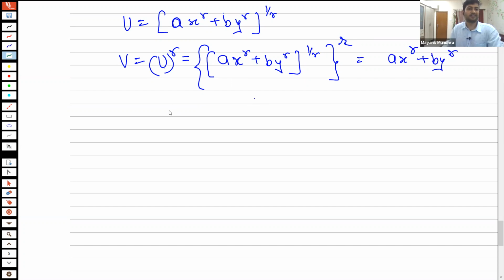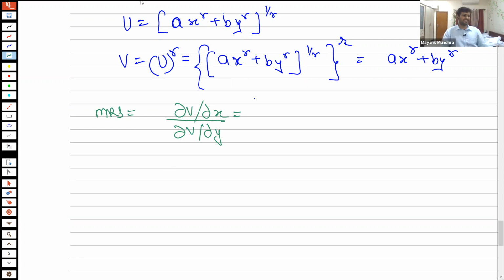Okay. Now next thing is differentiation. So MRS is equal to del v by del x upon del v by del y. One important property is MRS does not change under monotonic transformation. So if you do a monotonic transformation, MRS will not change, because changes in u in the numerator and denominator exactly cancel out. So del v by del x upon del v by del y will actually be equal to del u by del x upon del u by del y.